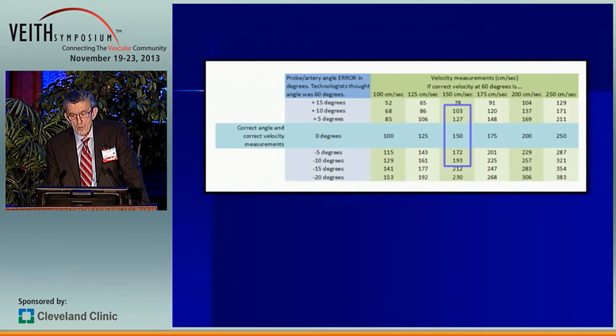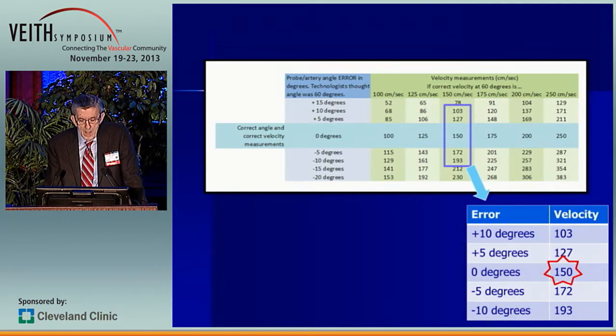This table, which I'll enlarge the one part of, shows the errors that could occur in a peak velocity measurement based on a change in the angle. So at an angle of 60 degrees, if the optimum true velocity was 150, if you make an error of 5 degrees or 10 degrees, it could vary between 103 and 193 centimeters a second, not 150. Those are errors that are certainly within the real world.